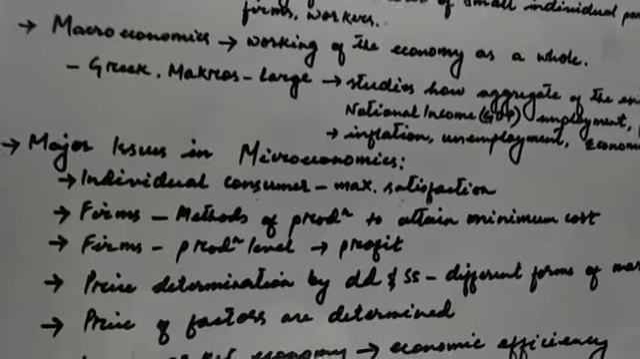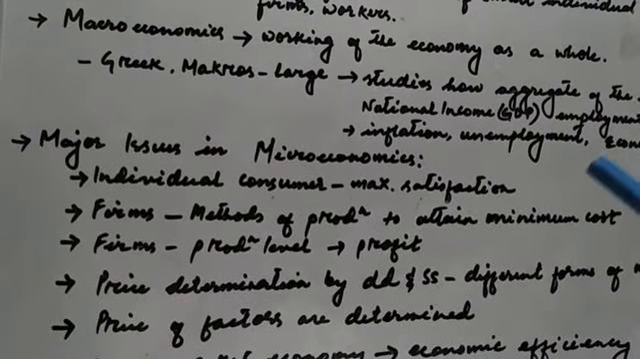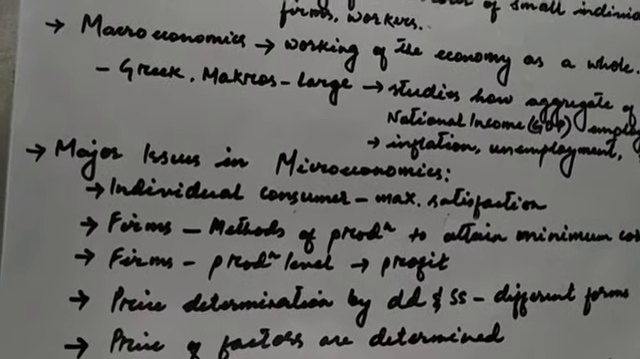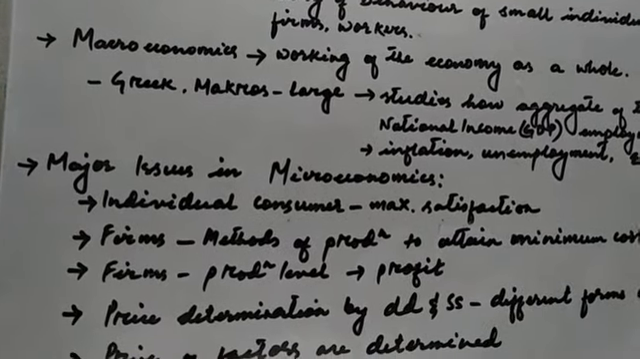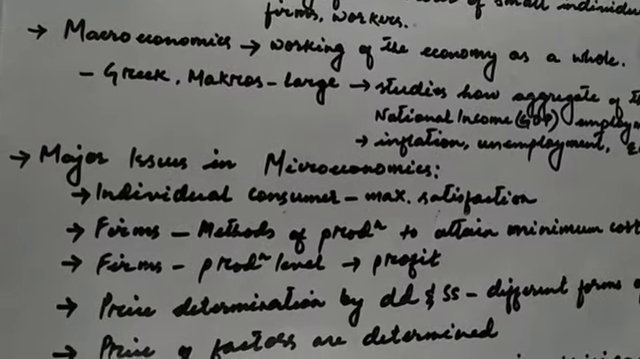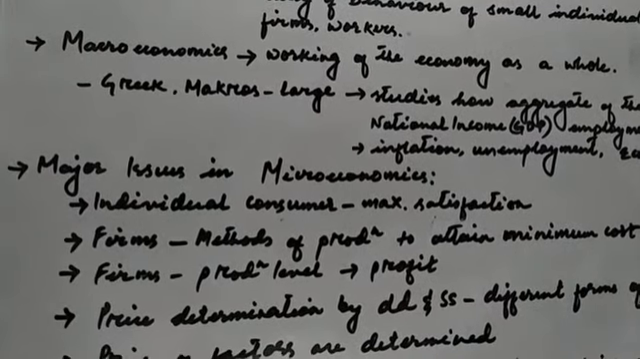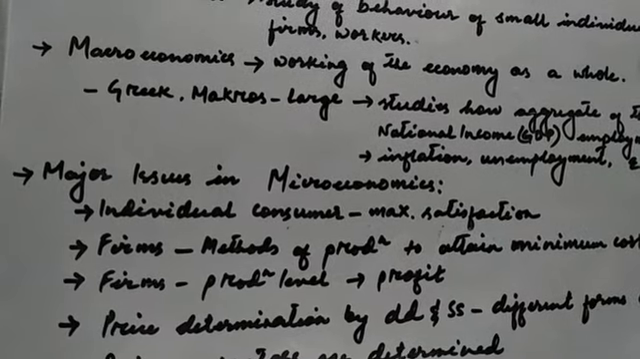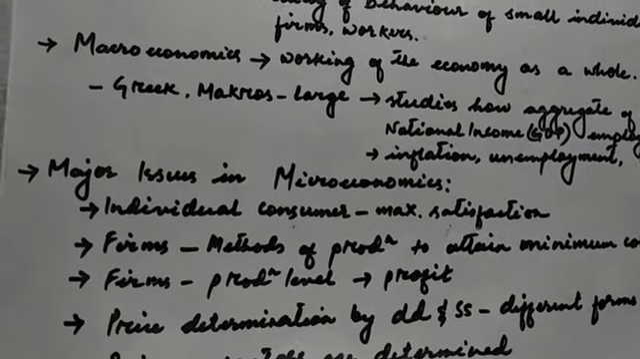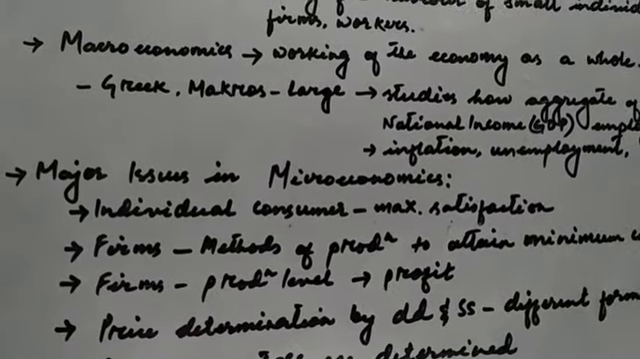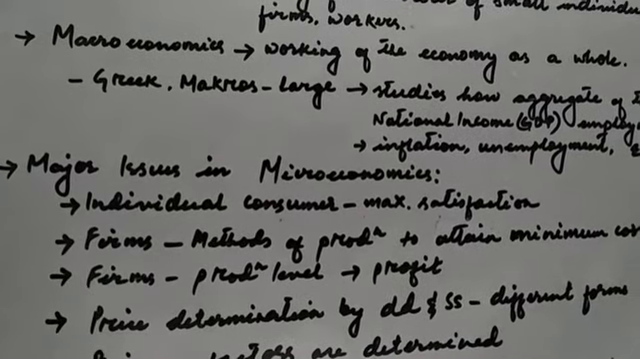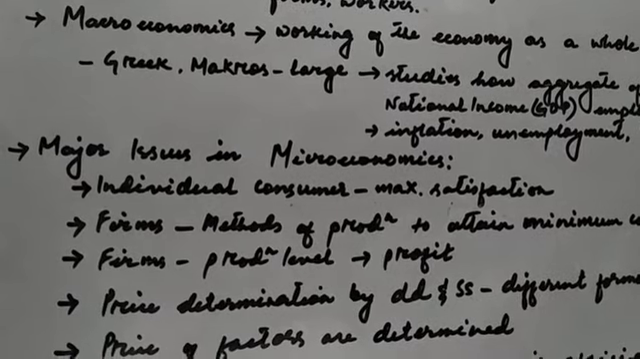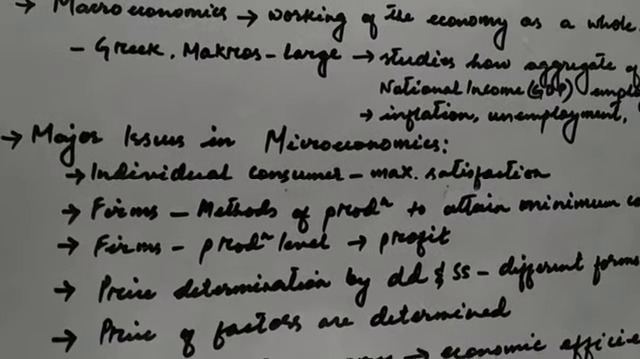The third issue is that the firm will have to choose the level of production which will fetch them the maximum profit. They have to find the level of production or level of output which will give them the maximum profit. So they have to maintain that level.